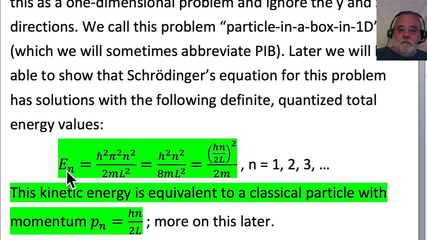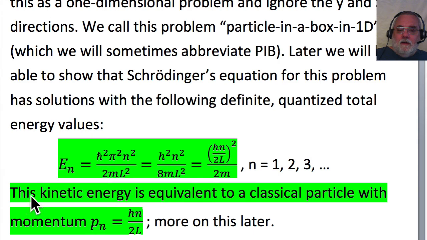E sub n equals h bar squared pi squared n squared over 2mL squared, where n takes on integer values 1, 2, 3 up to plus infinity. This can also be re-expressed as Planck's constant h squared n squared over 8mL squared. And it can also be expressed as the quantity hn over 2L, squared, divided by 2m. We'll see later why we should want to do that.